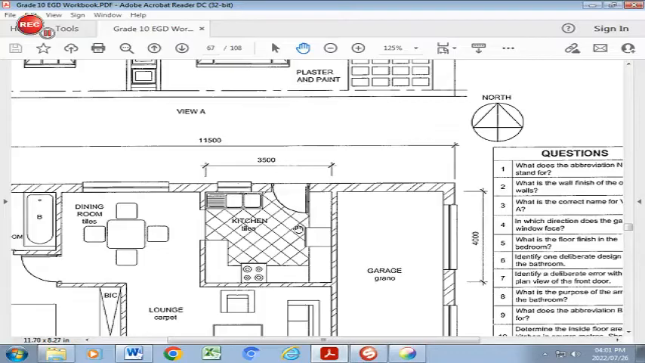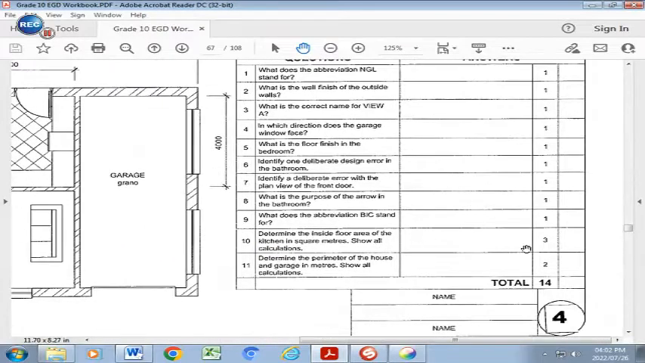So if you want to determine the area of this kitchen, the formula is length times breadth. So 4 meters times 3.5, and that is going to give you 14 square meters, which you are going to write in here. Please make sure that you do the calculation with the answer, and your answer will have a unit of square meters.